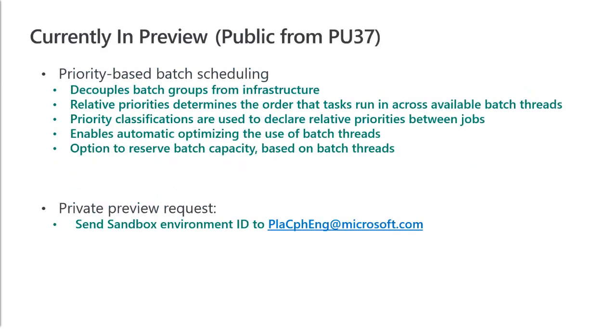So the main feature I'm going to demo today is priority-based batch scheduling. It's currently in private preview. It will go public preview from PU37, so that should mean that people should get access to this in late July, early August, and eventually it will become available for everybody. This is important. Even if it's in preview, this is meant to be the new default behavior over time. It won't happen radically, since this is a major change, a major enhancement, but I urge you to familiarize yourself early with this feature.